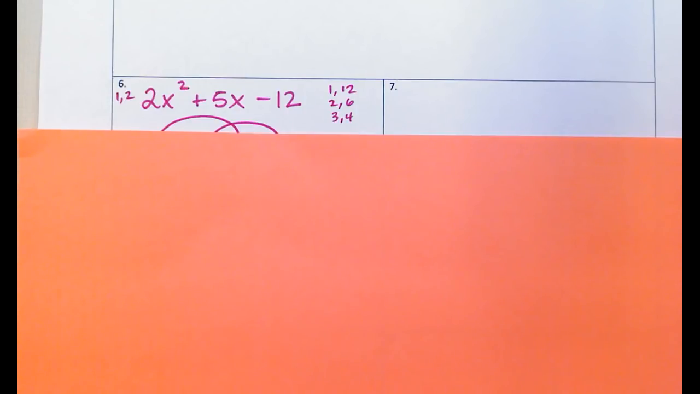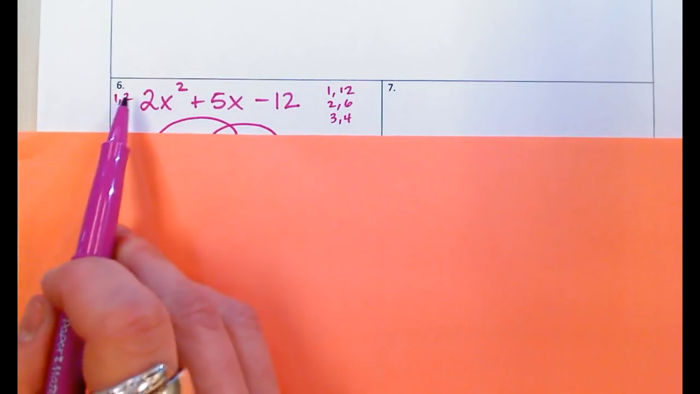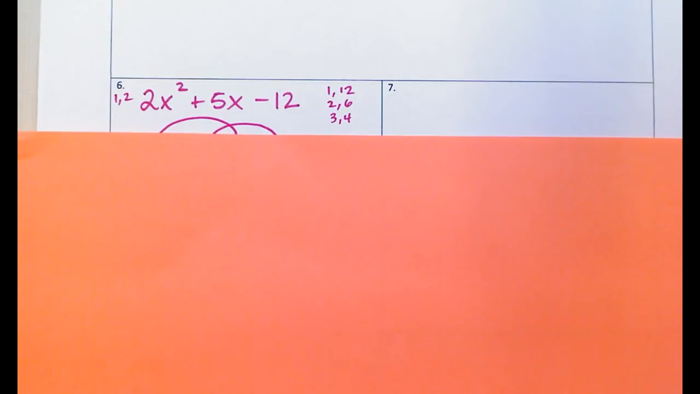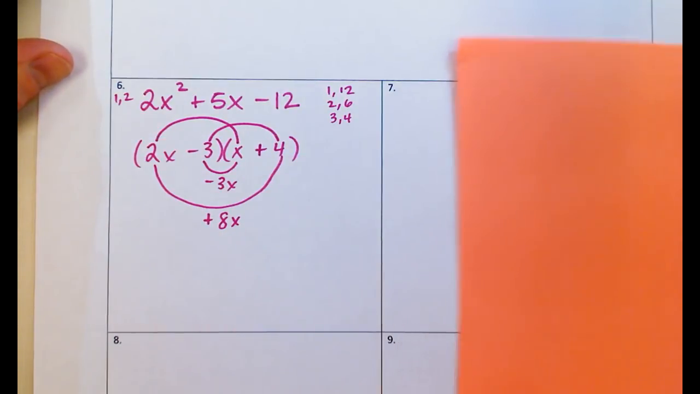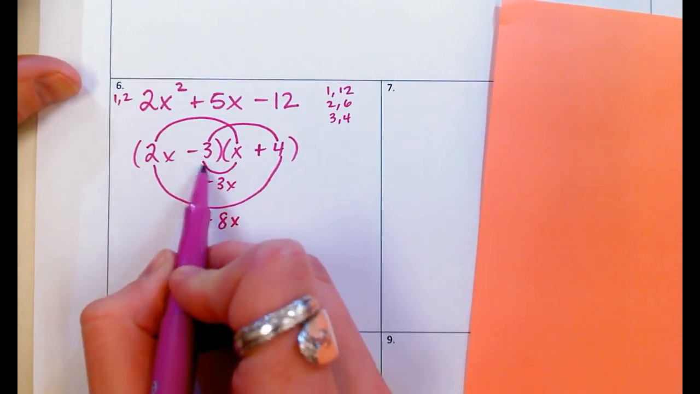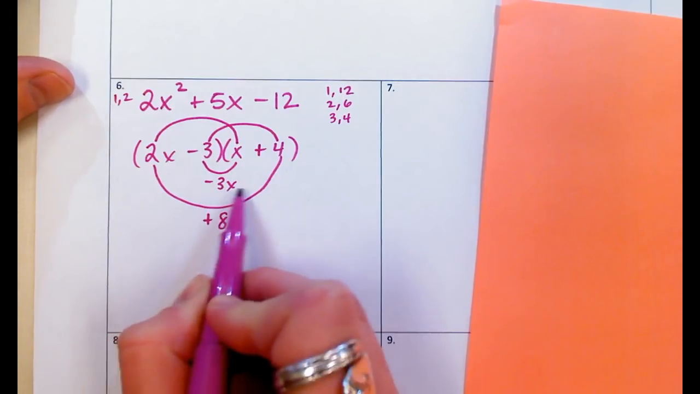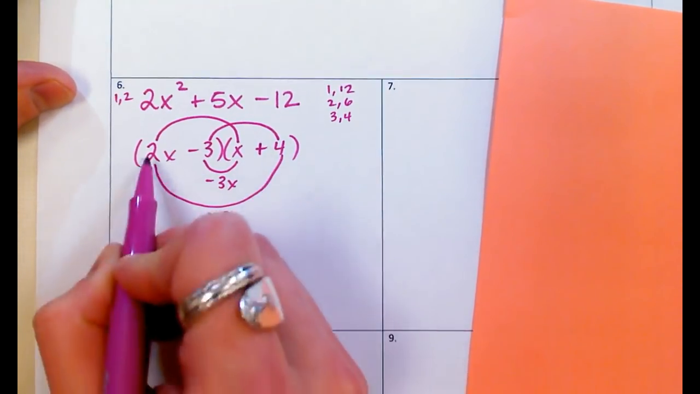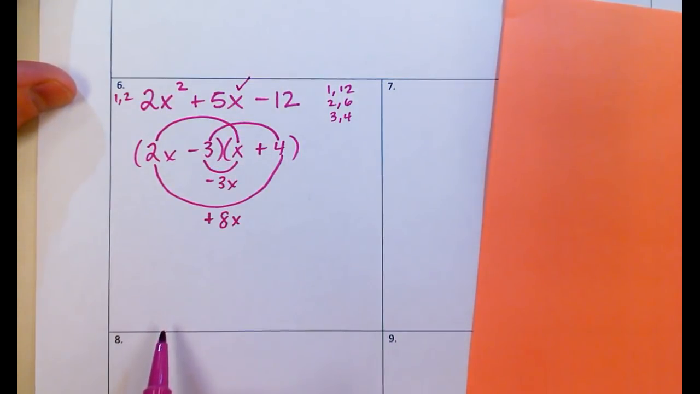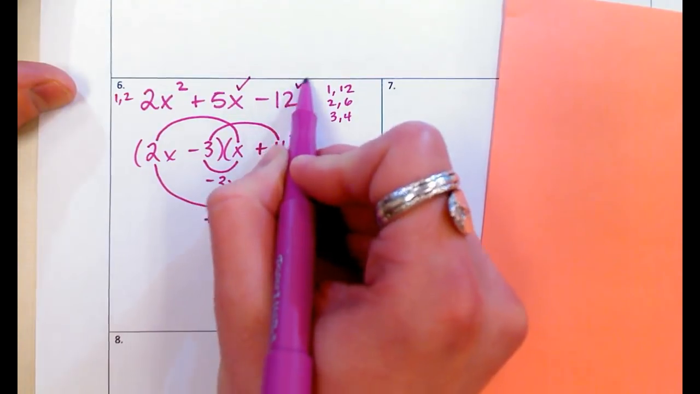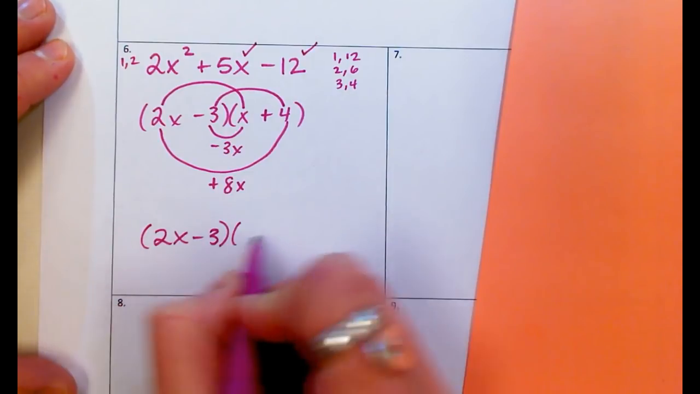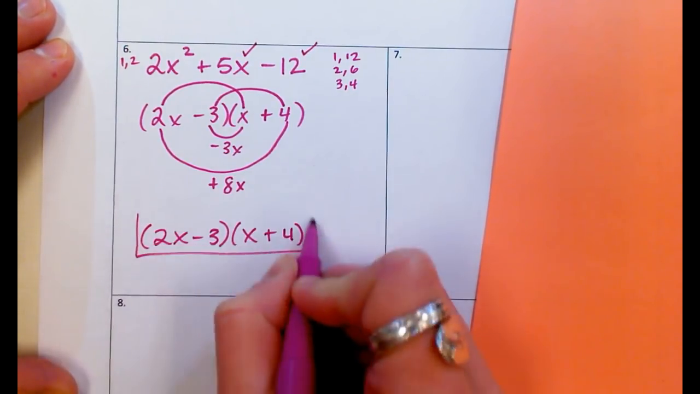Okay, hopefully you've had time to factor this out. I listed my factors of 2, listed my factors of 12, and used my guess and check method until I found the solution. I plugged in 2x and x for my 2x squared, and then I got my middle terms to be negative 3 to get negative 3x, and positive 4 to get positive 8x. Negative 3 plus 8 checks off my 5x, and negative 3 times positive 4 checks off my negative 12. So my final answer was 2x minus 3 times x plus 4.